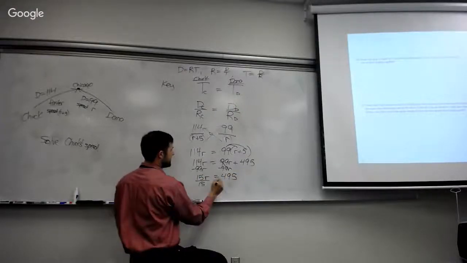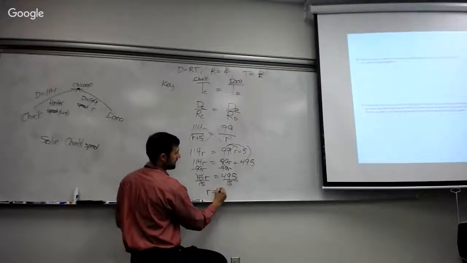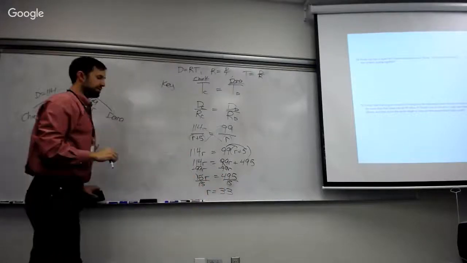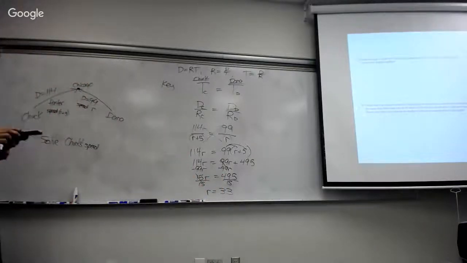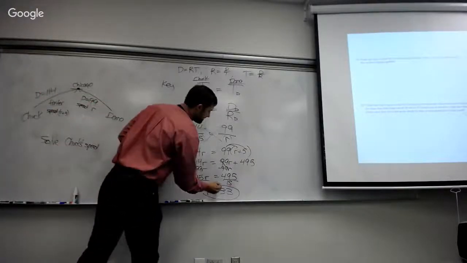And if we divide by 15, what do we get? What is it? 33? Really? That's it? Just 33? Well, we need to add 5 to it. Well, that's true. So 495 divided by 15. Okay, it's 33. So what does R represent?